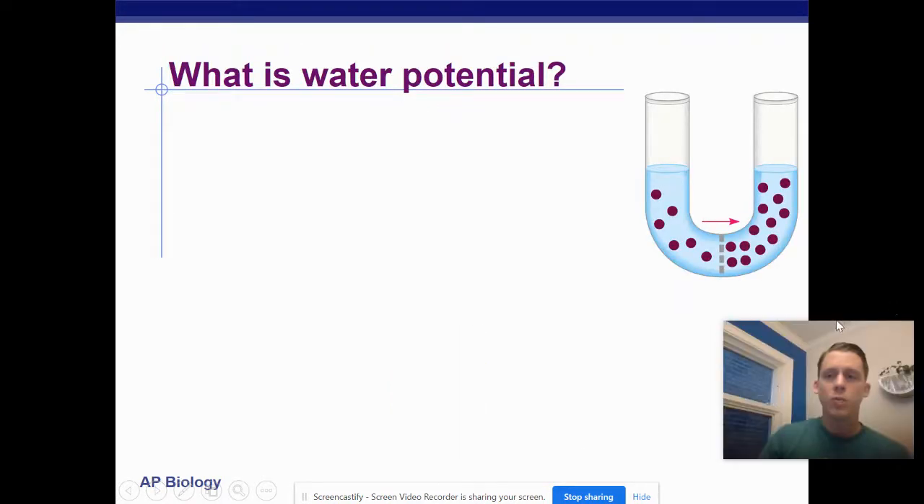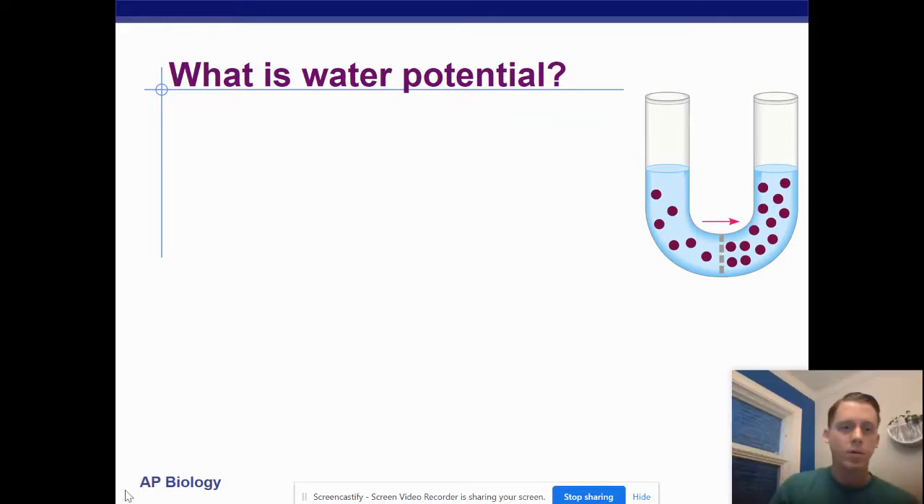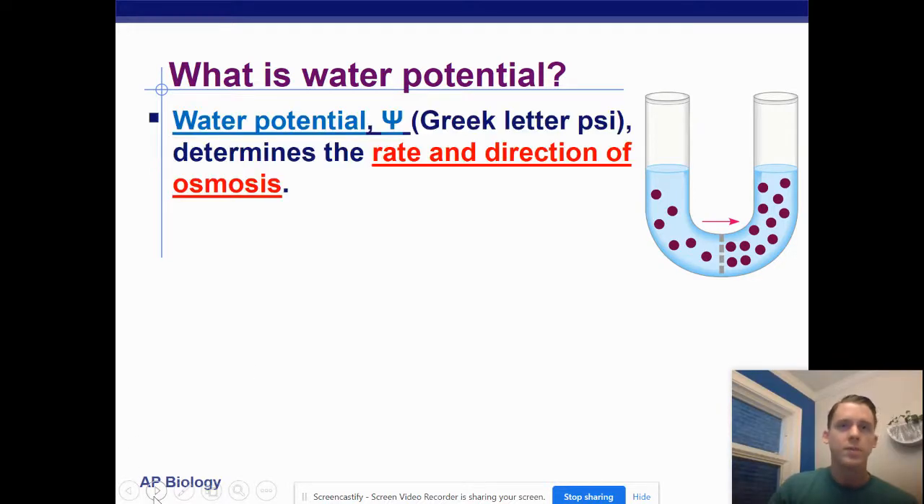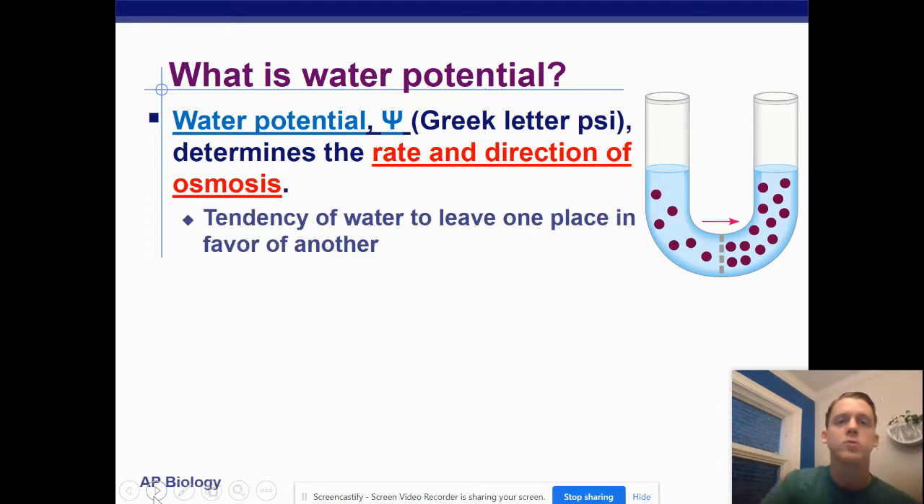So what is water potential? Well, water potential, which is going to be abbreviated with the Greek letter psi, determines the rate and direction of osmosis. So think of this as a more complete answer to what we know about osmosis. Water potential is a tendency of water to leave one place in favor of another.